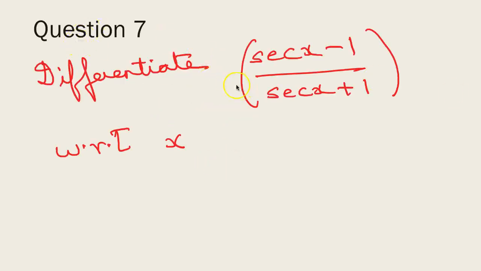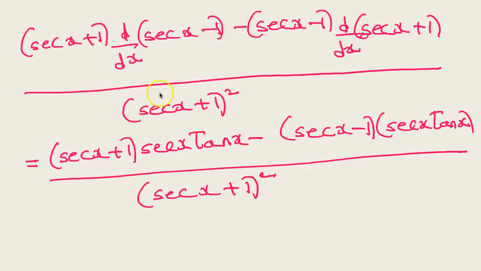Coming to the next question, differentiate (sec x minus 1) by (sec x plus 1) with respect to x. You can either simplify it or what can we use? The quotient rule. So if I apply the quotient rule, your denominator is (sec x plus 1) the whole squared. Then I have v, (sec x plus 1) into d/dx of u, which is (sec x minus 1), minus u, (sec x minus 1) into d/dx of v, which is (sec x plus 1). That is (sec x plus 1) the whole squared. Numerator is (sec x plus 1).